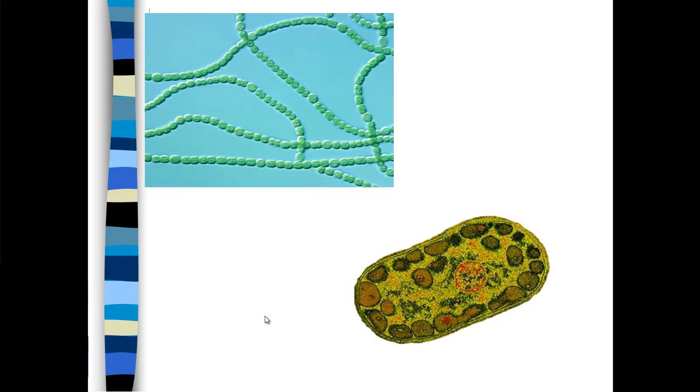Here's cyanobacteria. This is a chain of cyanobacteria. You can see that it is green because it's photosynthetic. It does not have chloroplasts, but it does have thylakoids. Okay, and here is an example of photosynthetic bacteria, and you can see the thylakoids.